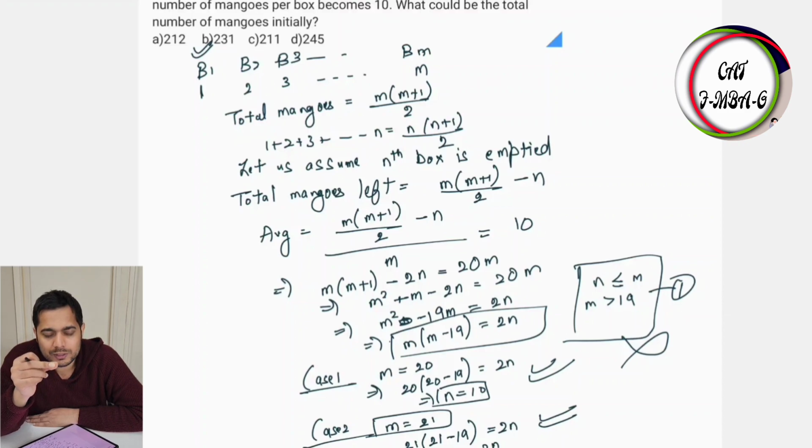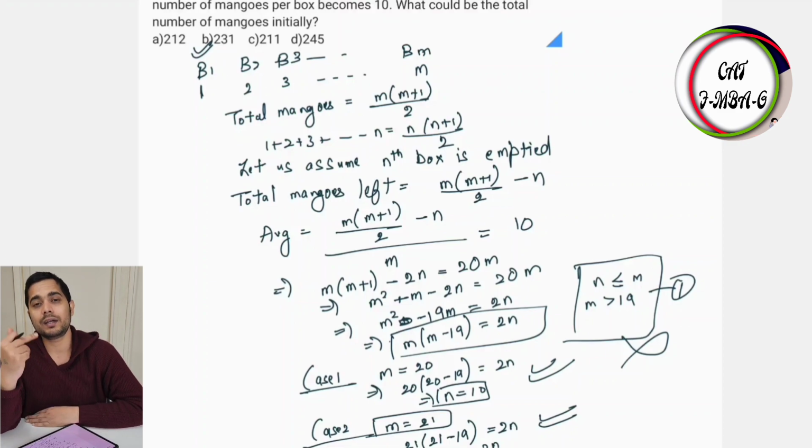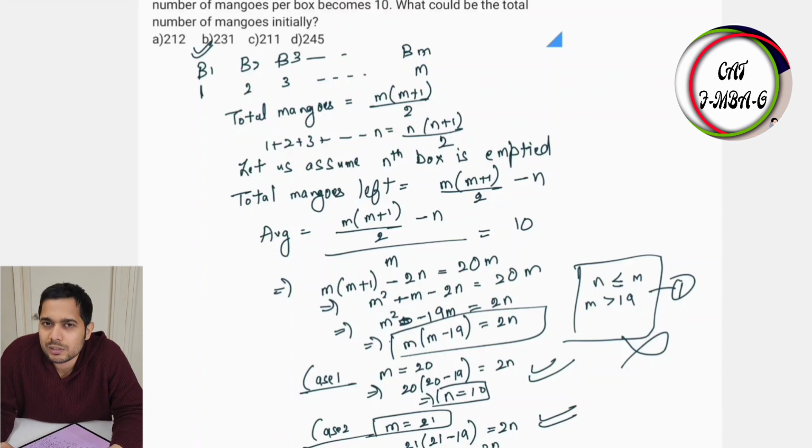If in your first attempt you are not able to solve, look at the solution, then try to practice it again, and after 4 or 5 days try to practice it again without looking at the solution. Then you are going to be perfect in these kinds of questions. Let's move on to the next question.